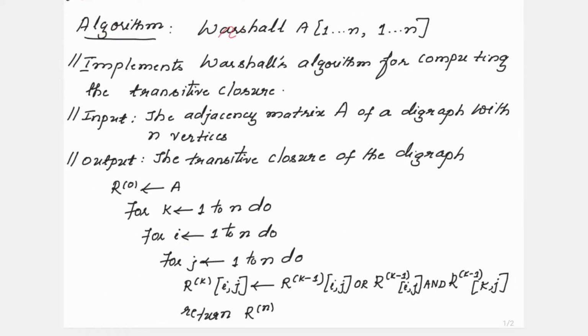This is the algorithm here for the Warshall. First 3 are the comment lines. You are going to implement the Warshall algorithm for computing the transitive closure, and the input for this algorithm should be an adjacency matrix A of a digraph with n vertices. The output will be the transitive closure of the graph, and these are the lines of code, that is, this is the pseudocode for this algorithm. I'll explain this pseudocode after I give you the complete explanation with an example. Then it will be easier for you to understand this pseudocode.